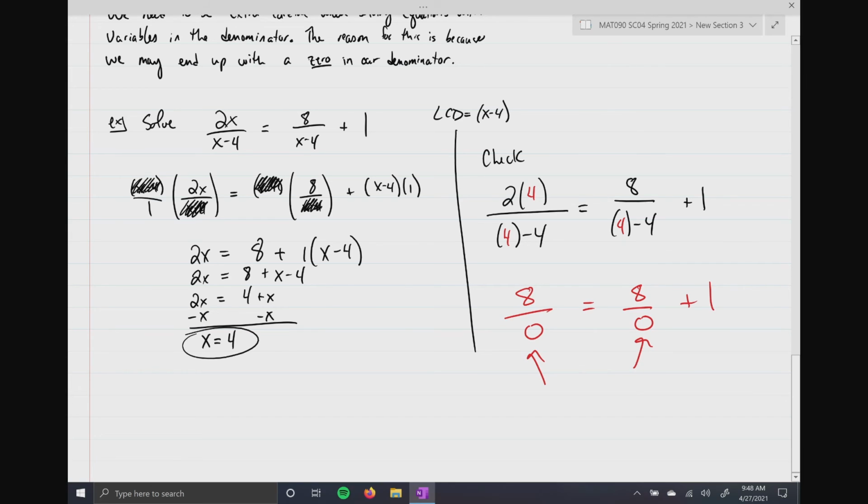What did I get? I got a 0, correct? Am I allowed to have 0 in the denominator? So, even though we went through all this work, and it looks like it has an answer, is there a solution to this problem?